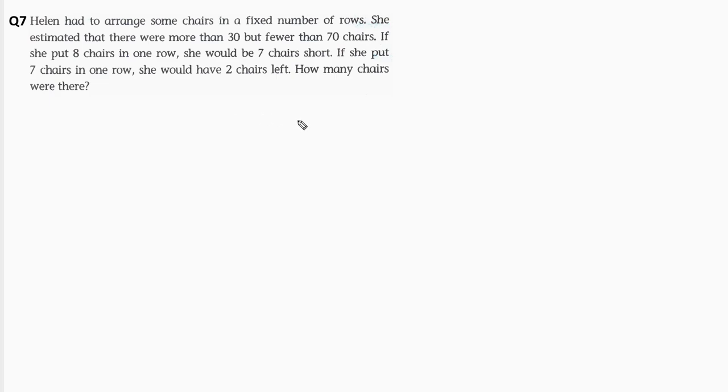Now, what have we noticed? We've got a fixed number of rows, okay? And that means that whatever the answer is, whether we're putting them in rows of 8 chairs or 7 chairs, it's the same number of rows. And if she puts 8 chairs in a row, she'll be 7 chairs short. If she puts 7 chairs in a row, she will have 2 chairs left.